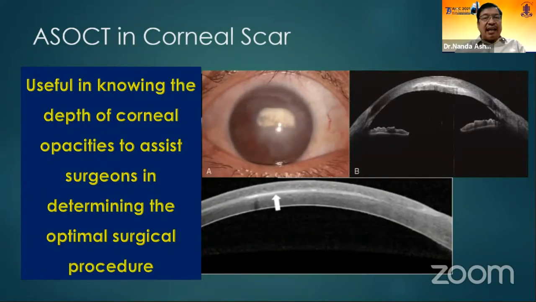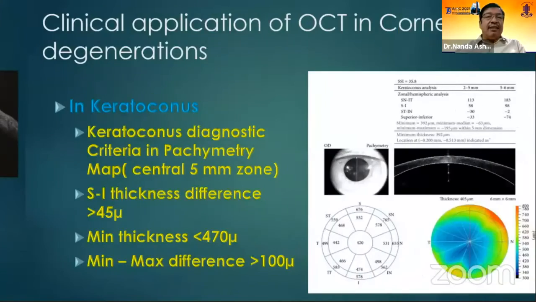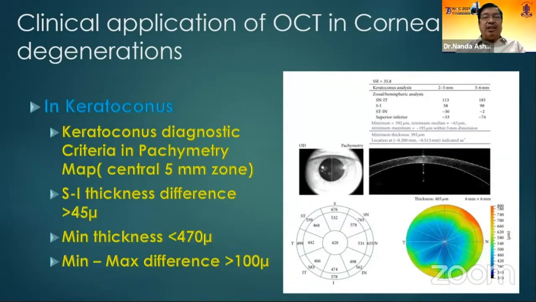In the corneal scar, it will give us the depth of corneal opacity. That will help the surgeons to determine what optical procedure is to be done, whether it is a full thickness or a partial thickness graft. Its application in corneal degeneration has also been proven.